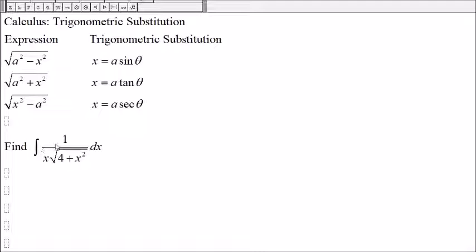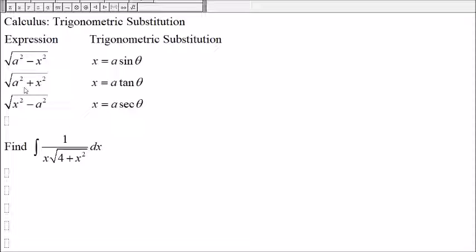Here we have the integral of 1 divided by x times the square root of 4 plus x squared. For this type of problem, we will use these guidelines and suggestions as follows. If the integrand has the expression square root of a squared minus x squared, then we will let x be a sine of theta.